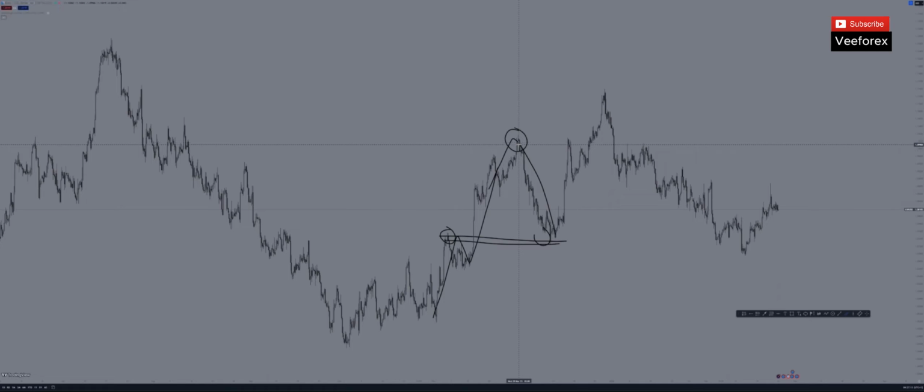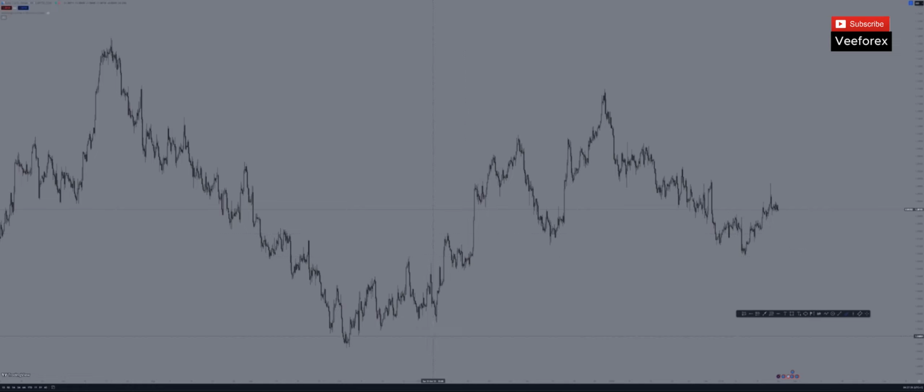Understand that every swing point of the market is either your support level or your resistance level, depending on where you're looking at the market from. If you're looking at it from the high, it's your resistance level. If you're looking at it from the low, it's your support level. You can also call the high a supply level and the low a demand level.